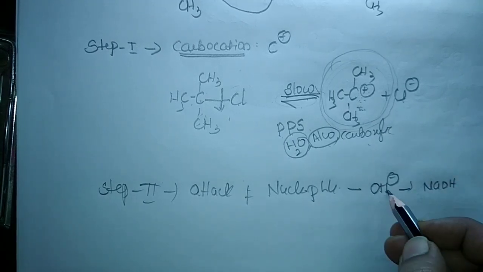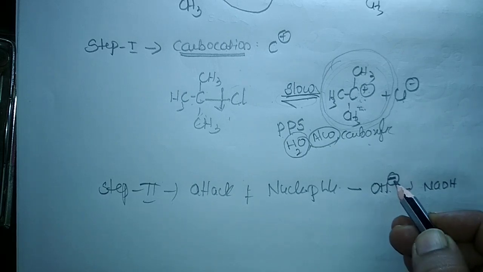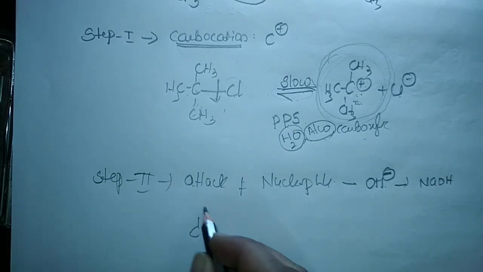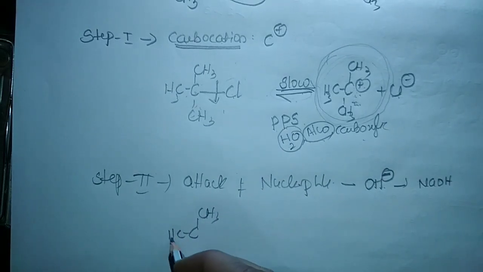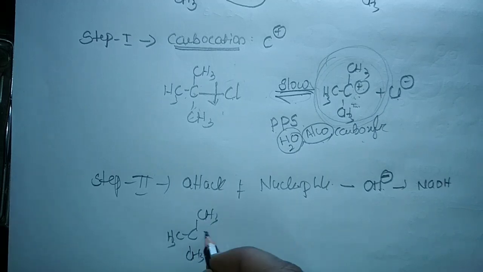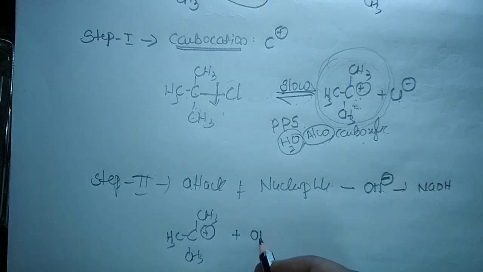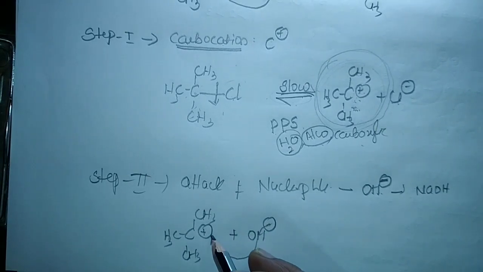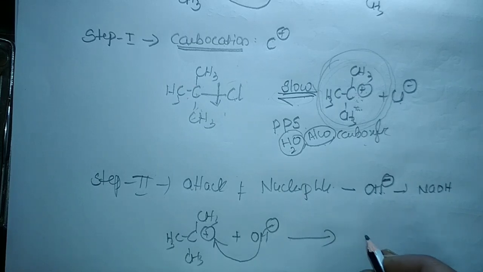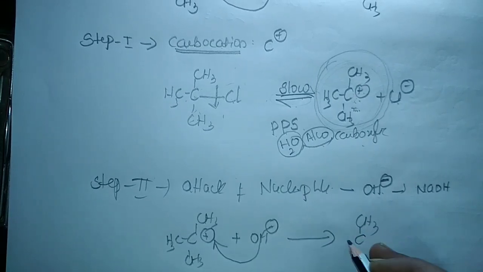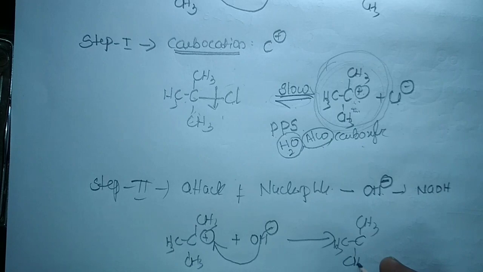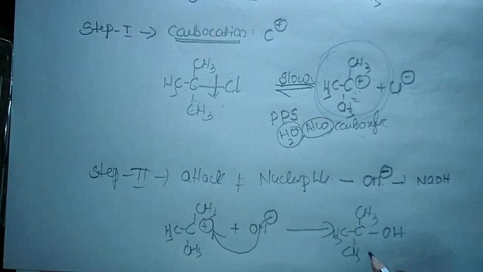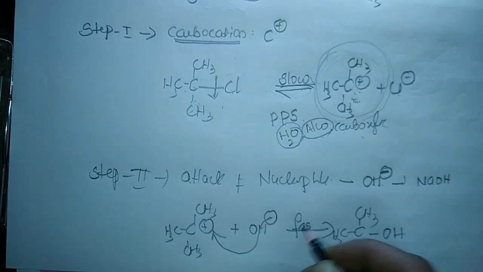Okay, so this nucleophile, which is rich in electrons, will try to attack the carbocation formed, CH3, CH3 and CH3 on carbon with a positive charge. When it comes in contact with the nucleophile, this hydroxyl ion combines with it, and an immediate reaction takes place. CH3, CH3, CH3 and OH. So this is the required product.